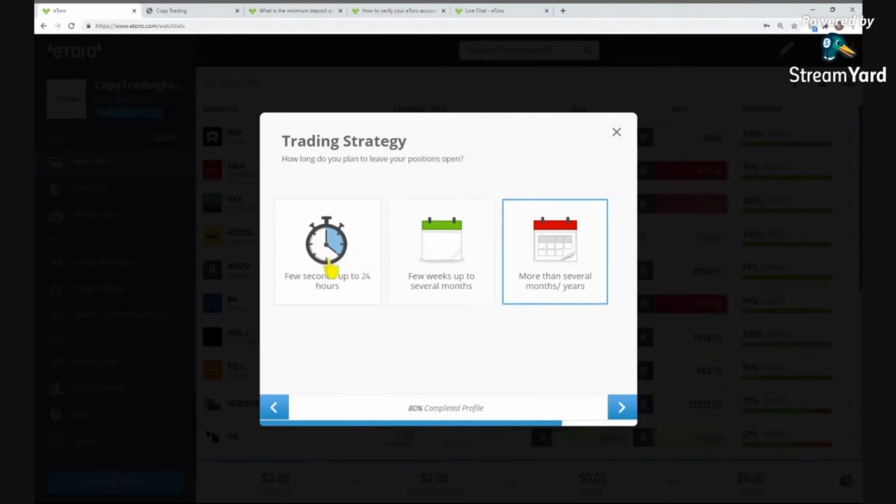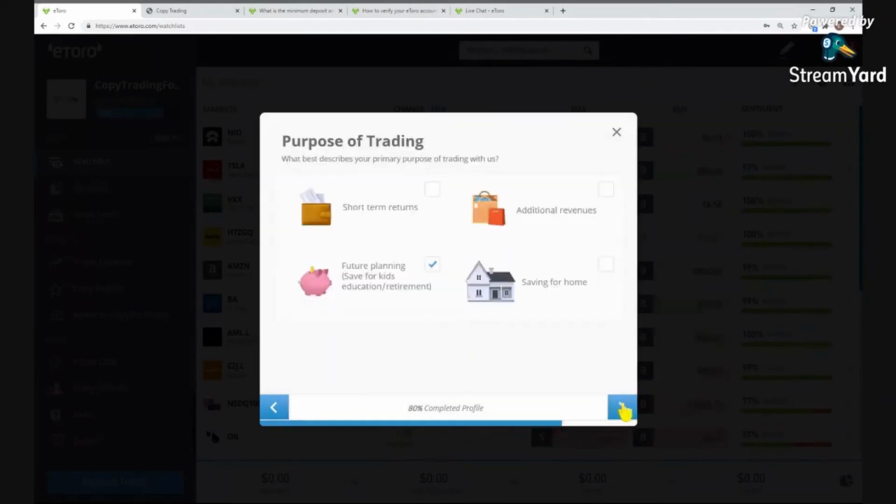You can't do scalping on eToro, which is completing multiple trades for small gains in small time frames, like 1 minute, 2 minutes. So I would select one of these: a few weeks up to several months is swing trading, and long term is more than several months. So I'd click one of these two and click next.